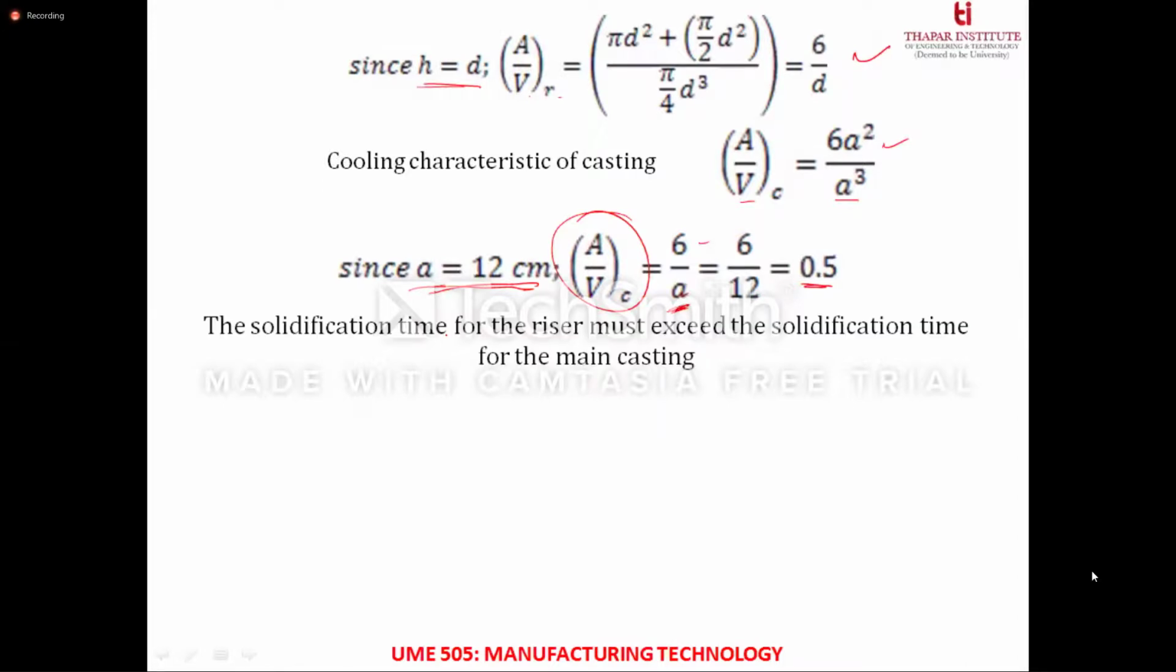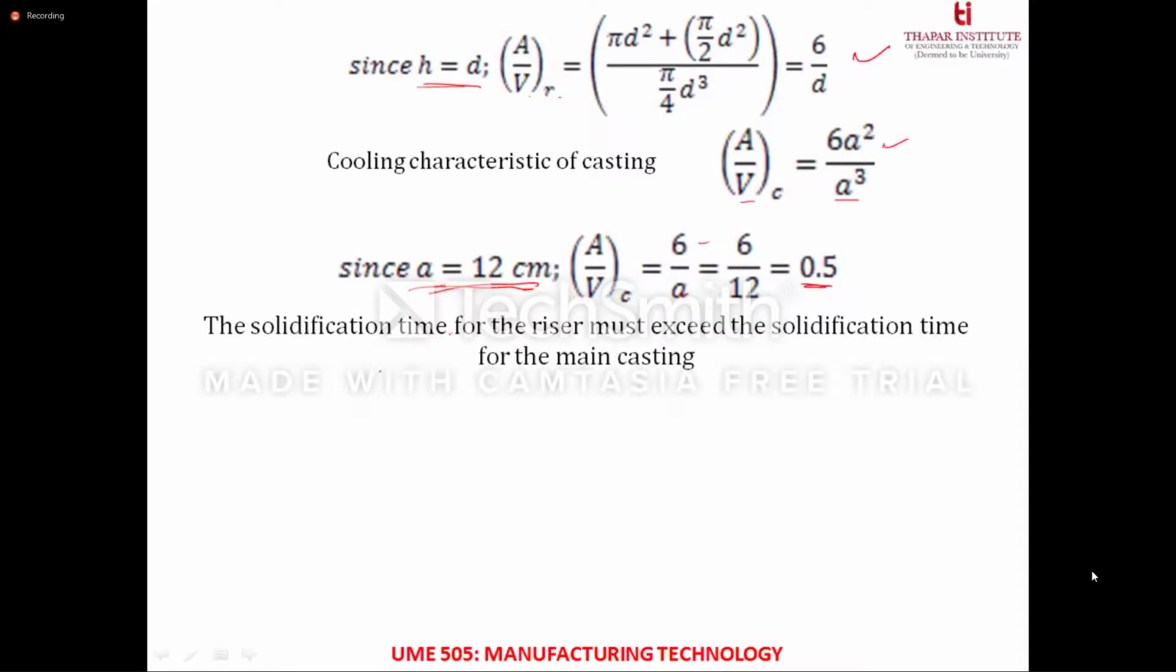Now, as I explained earlier also, the solidification time for the riser must exceed the solidification time for the main casting. This is the basic premise on which this whole design is going to work. And why does it work? Because if heat transfer establishes earlier, the shrinkage cavity will not be compensated. Hence, since we need the shrinkage cavity to be compensated, we require the solidification time of the riser to be more.